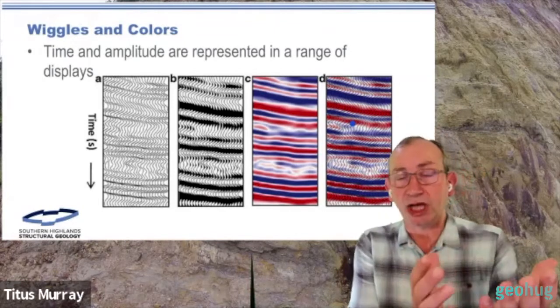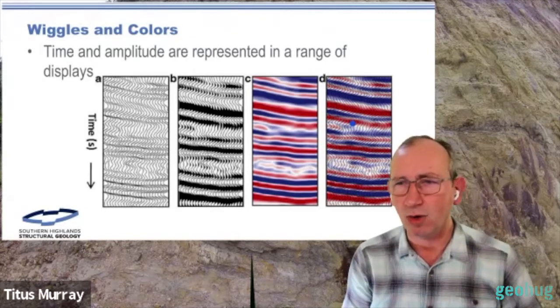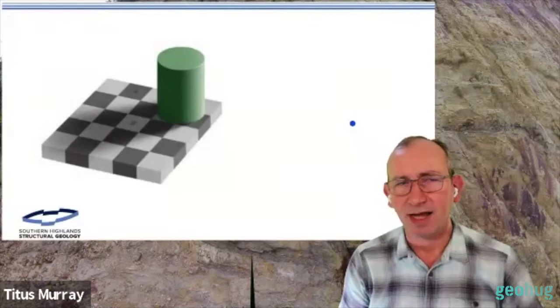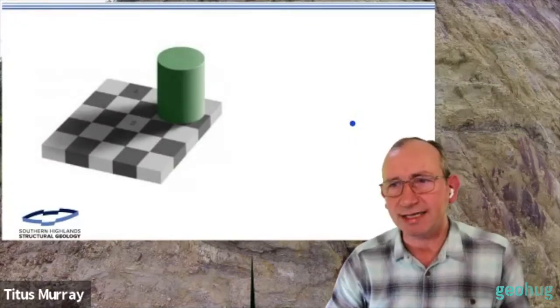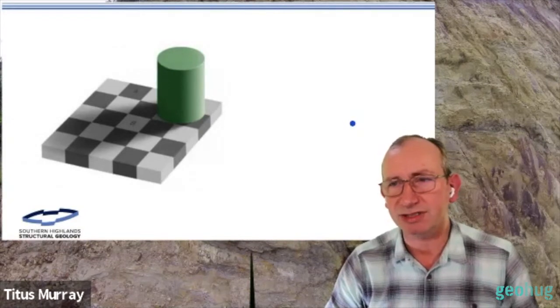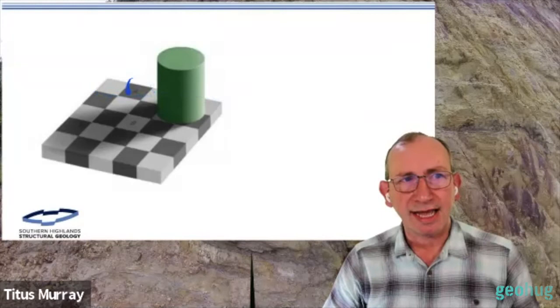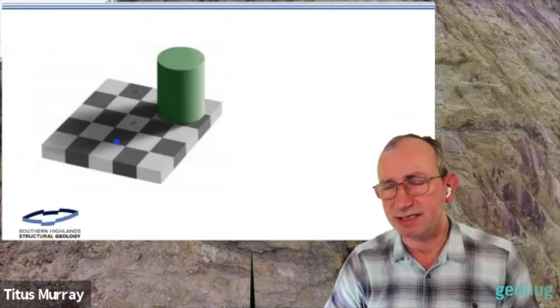So you're looking at something now, right? And you're starting to think about it. Well, what are you looking at? Now, just a little bit of a mind game. We've got ourselves a chessboard here, and we've got ourselves a green pillar. Square A, square B. Who thinks they're the same color?